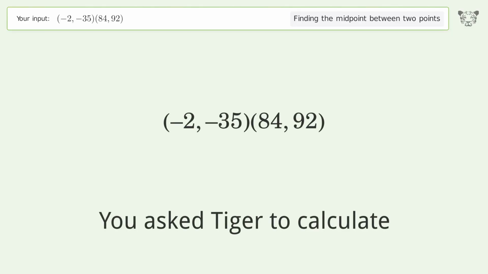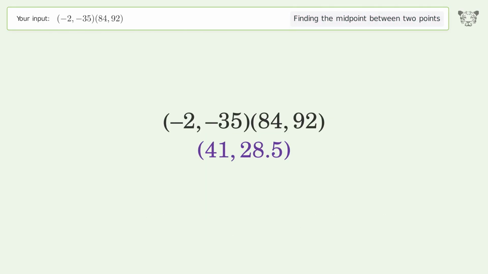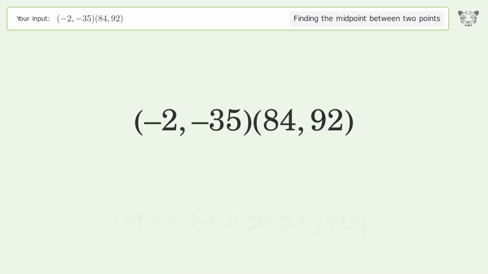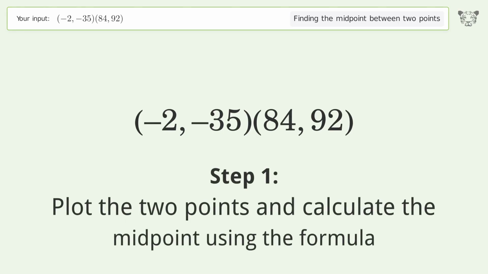You ask Tiger to calculate. This deals with finding the midpoint between 2 points. The midpoint between the 2 points is 41, 28.5. Let's solve it step by step. Plot the 2 points and calculate the midpoint using the formula.